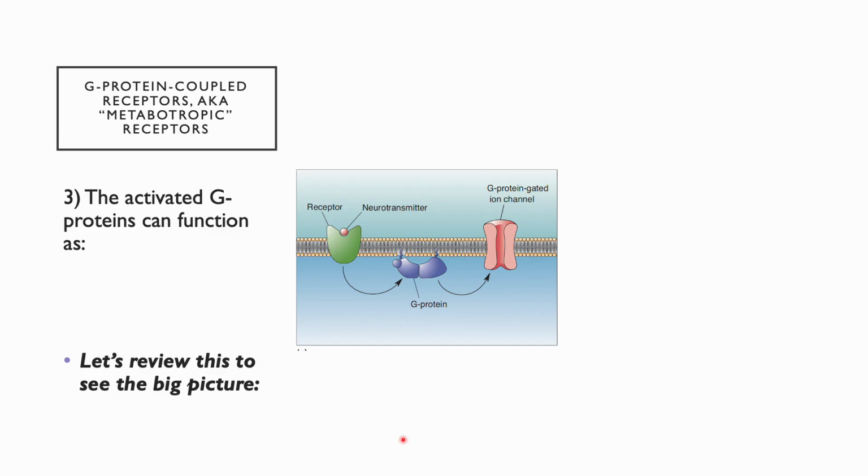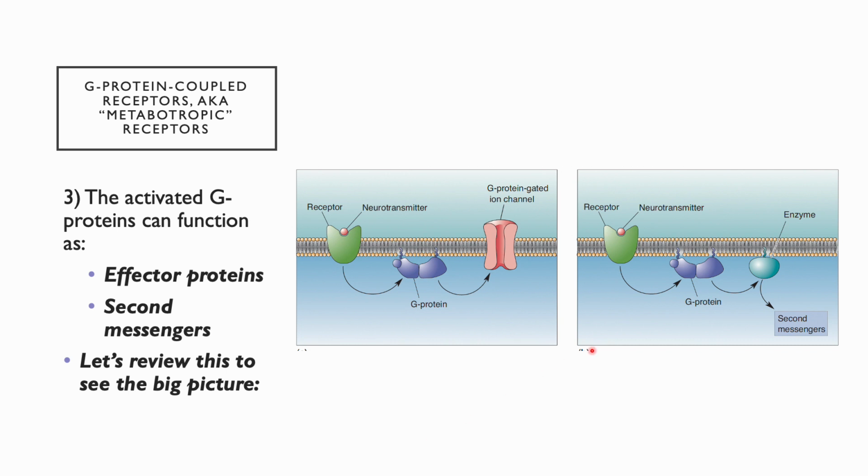The activated G proteins can function in different ways. First, they can function as effector proteins themselves. So for example, here's a G protein gated ion channel, and the conformational change of this G protein can allow this channel to open and allow ions to enter into the postsynaptic cell. But they can also be influenced as second messengers. G proteins can initiate the second messenger cascade, which can induce biological changes. For example, it can affect cellular energy and metabolism.